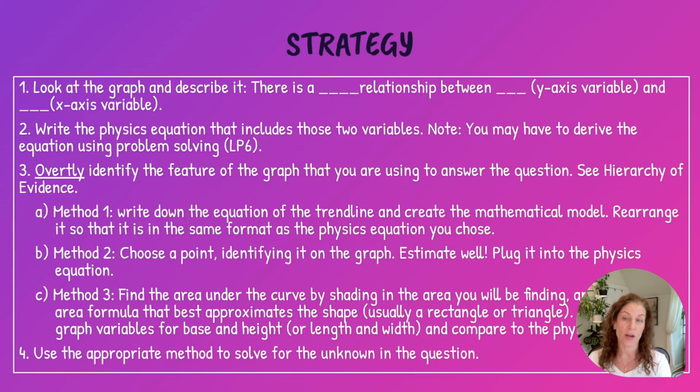All right, so here's the strategy. First, start by looking at the graph and describe it. There is whatever relationship between this variable and that variable. Find an equation on your equation sheet that includes those two variables. Sometimes you will derive it. Sometimes it's from a previous part of the problem where you had to do the problem solving process. Overtly identify the feature of the graph. You can just simply say, I am using this point, or I am using this mathematical model, or here's the equation of the trend line. Do it overtly. Pretend I'm a dummy, okay?